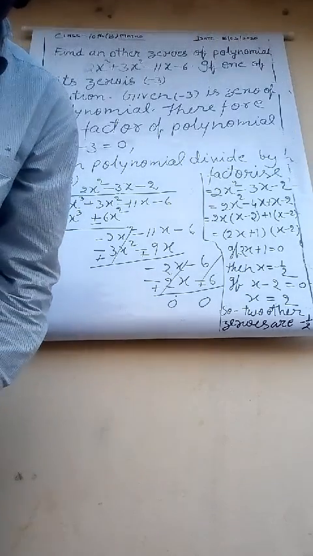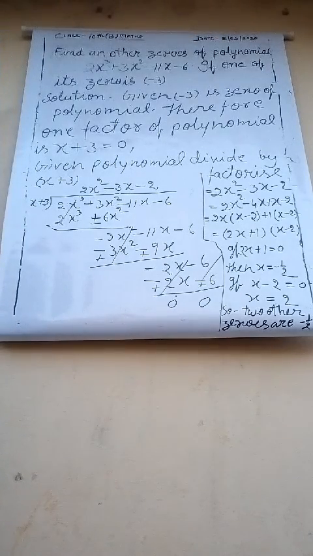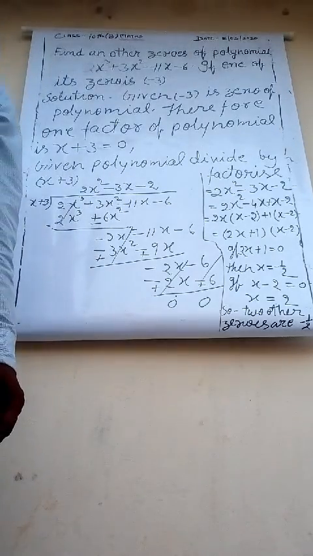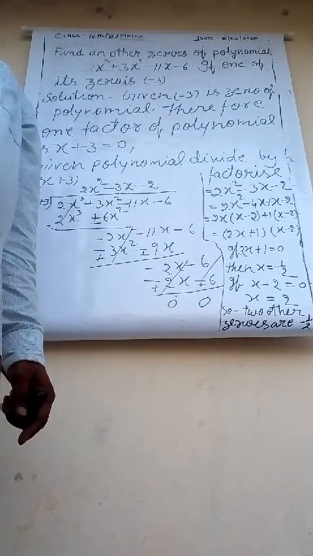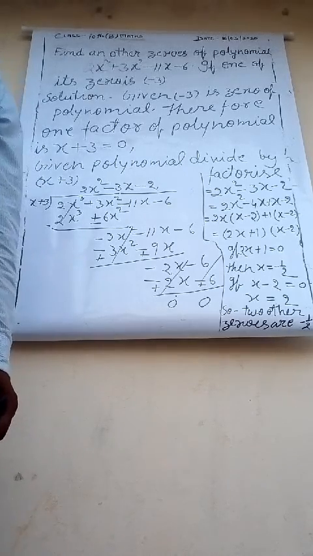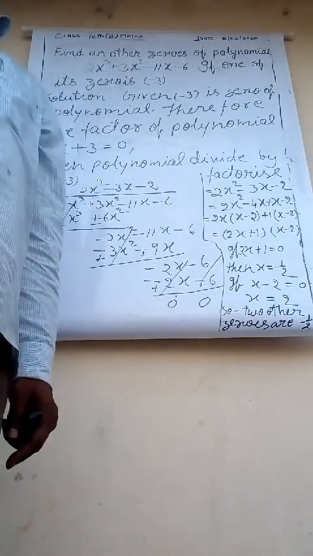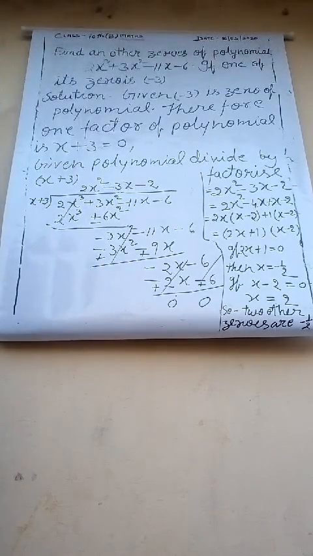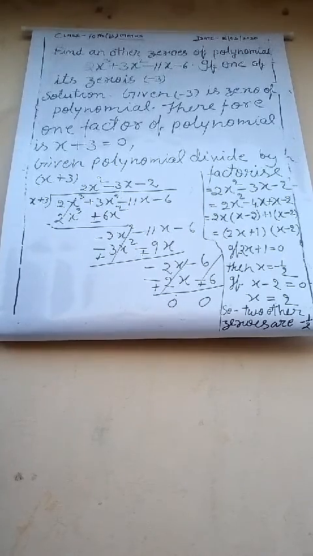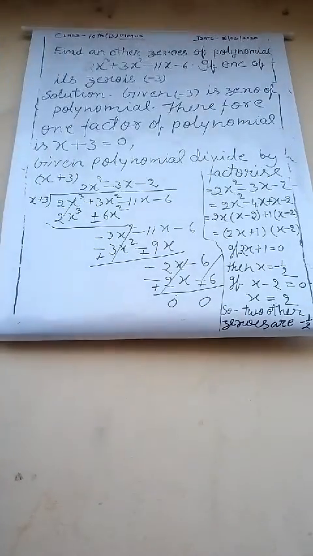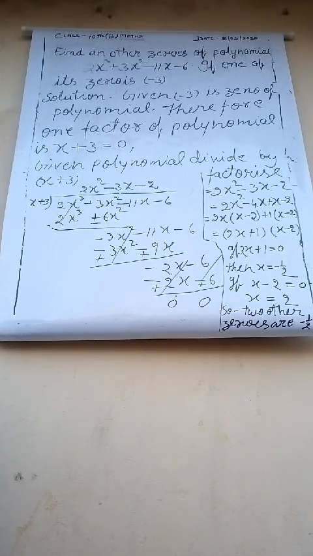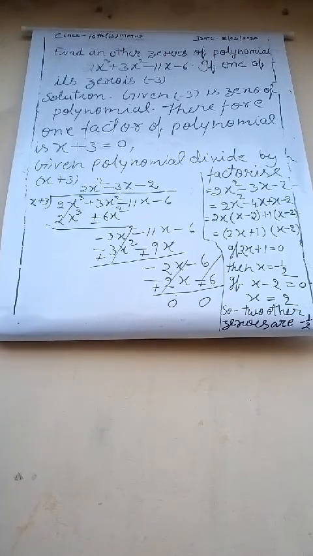Another type of question is question 4. It is based on the rule read in 4th, 5th and 6th: dividend is equal to divisor into quotient plus remainder. Given three values: dividend, quotient and remainder.